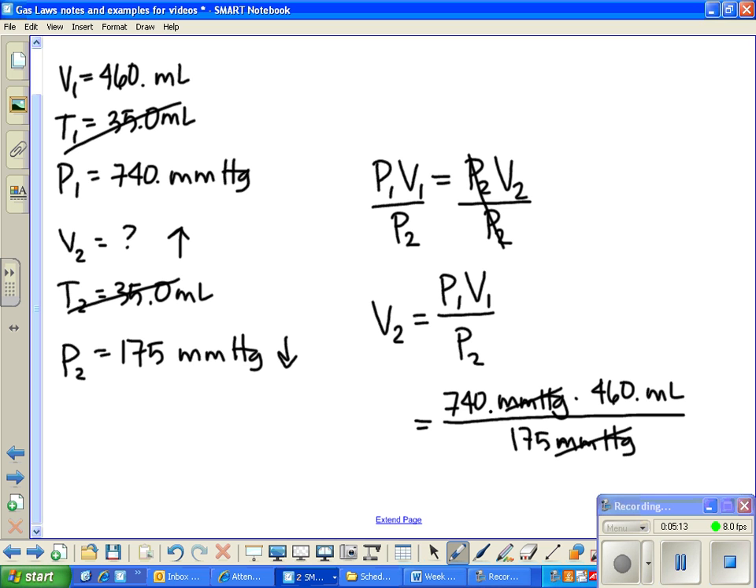So punch this into your calculator. You should get an answer of 1,950 milliliters. You can only have 3 significant digits. That's why it's 1,950 milliliters.